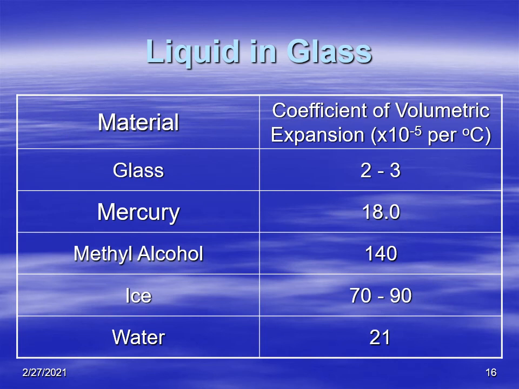So here are some numbers for the coefficient of volumetric expansion for different types of materials. Of course, the thermometer is made of glass, so you can see that its volumetric expansion is 2 to 3. But compare that to methyl alcohol, 140. So you can see that methyl alcohol changes quite a bit more than glass. Whereas for mercury, the coefficient of volumetric expansion is much smaller. It's only 18. So you don't get as big a change in height with mercury as you do with alcohol. Alcohol changes more.